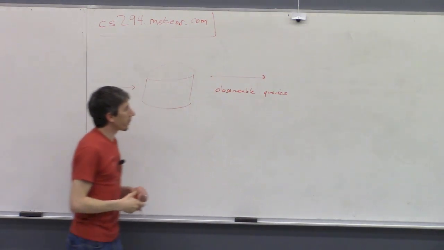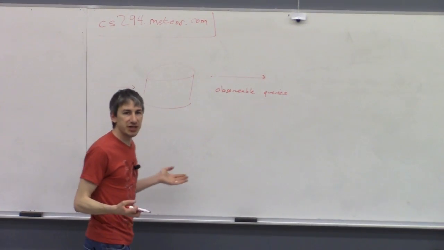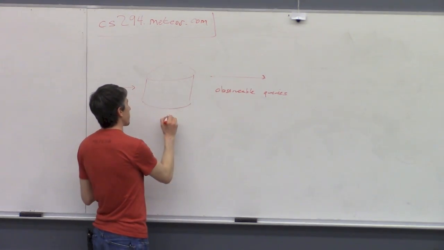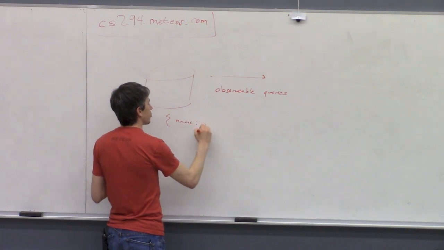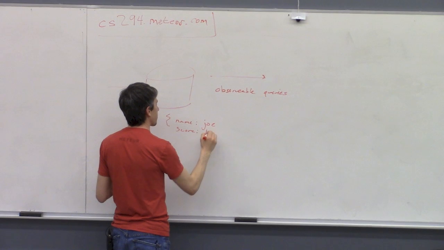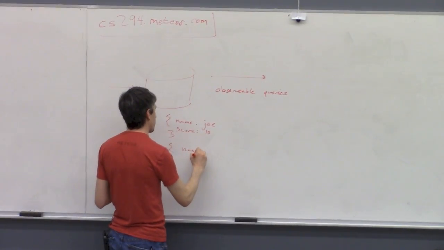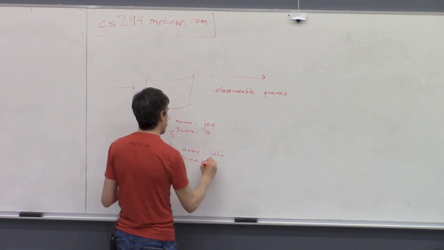So how's that work? Well, the idea is pretty simple. If I do a query, we'll use Mongo syntax for this because that's what we generally use at Meteor. So let's say I have name Joe, score 10. That's one document in my database. And then I have name John, score 20.